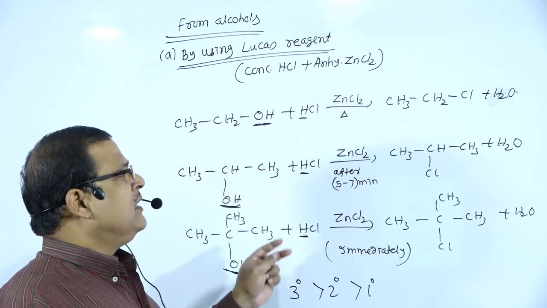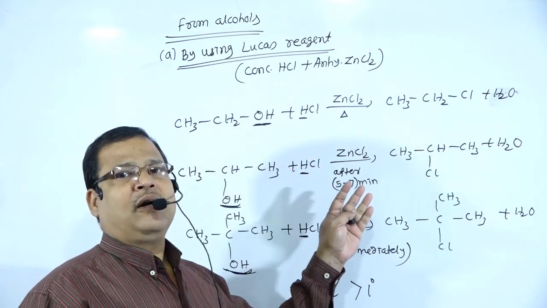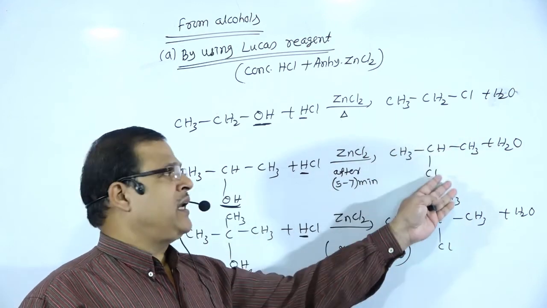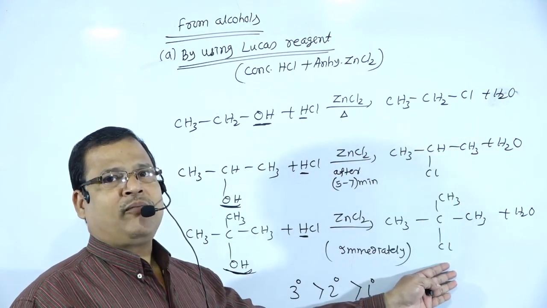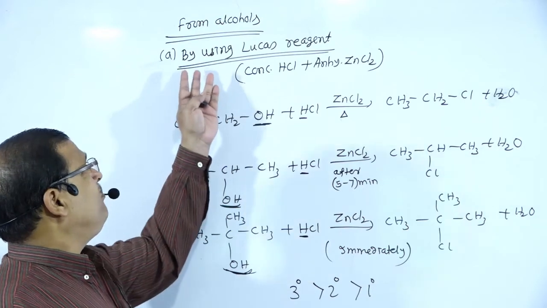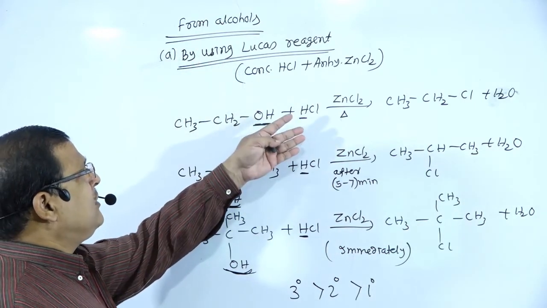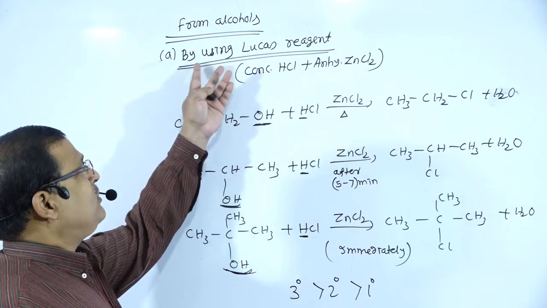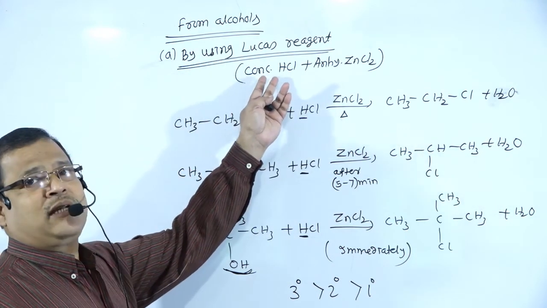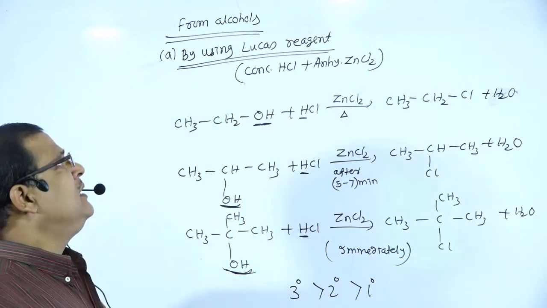Or you can say this is the method of preparation of primary, secondary, and tertiary alkyl chlorides. So this is the method of preparation of alkyl halides, chlorides particularly, by using the Lucas reagent, that is the mixture of concentrated HCl and anhydrous ZnCl2.